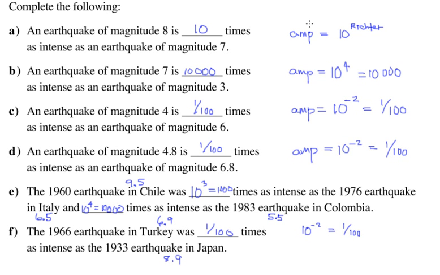So, amplitude is 10 to the power of the Richter number, and if we get to finding Richter numbers, the Richter number is going to be the base 10 logarithm of the amplitude difference. So they'll say this earthquake was 30 times worse or had an amplitude 500 times greater. That's your amplitude. Log it and you'll get the Richter difference.